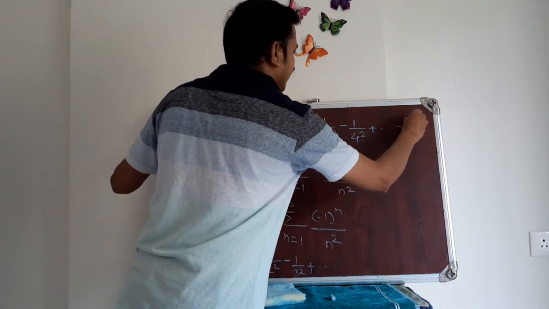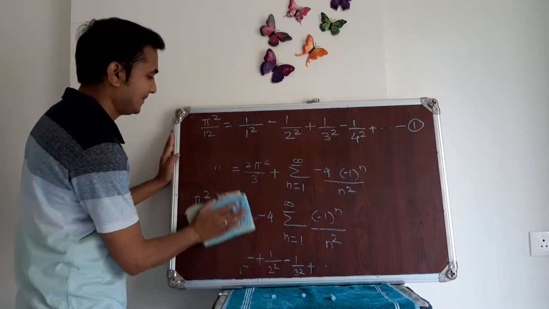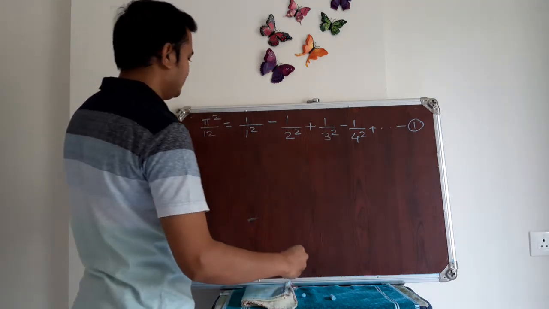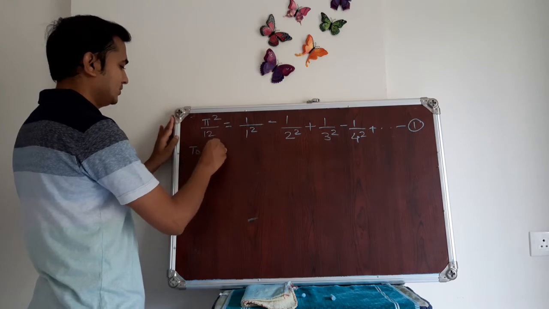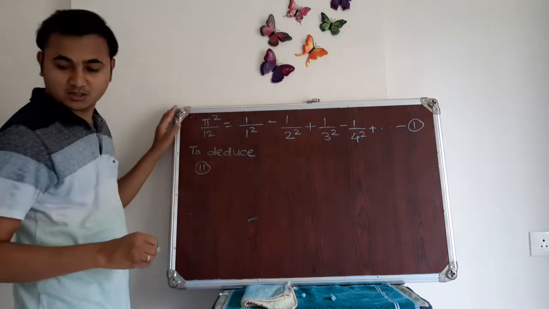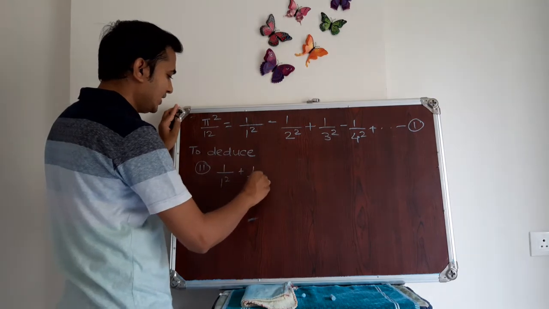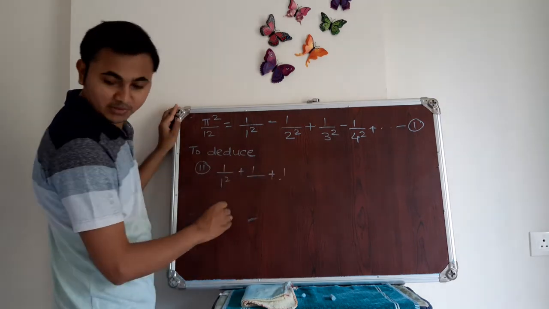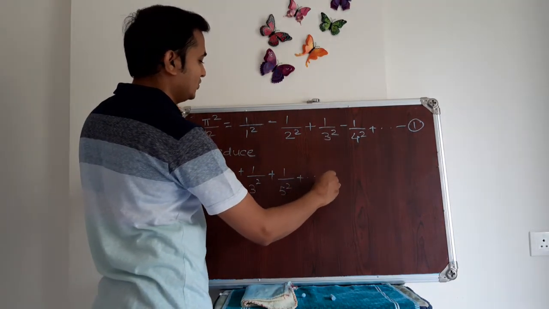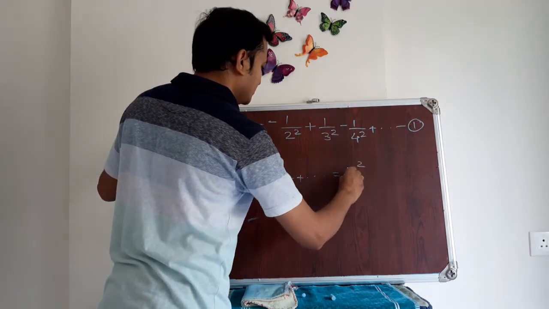Then the second. To deduce the second identity, what was that? 1 by 1 square plus 1 by 3 square plus 1 by 5 square, and so on. This sum is pi square by 8. That we'll have to show.